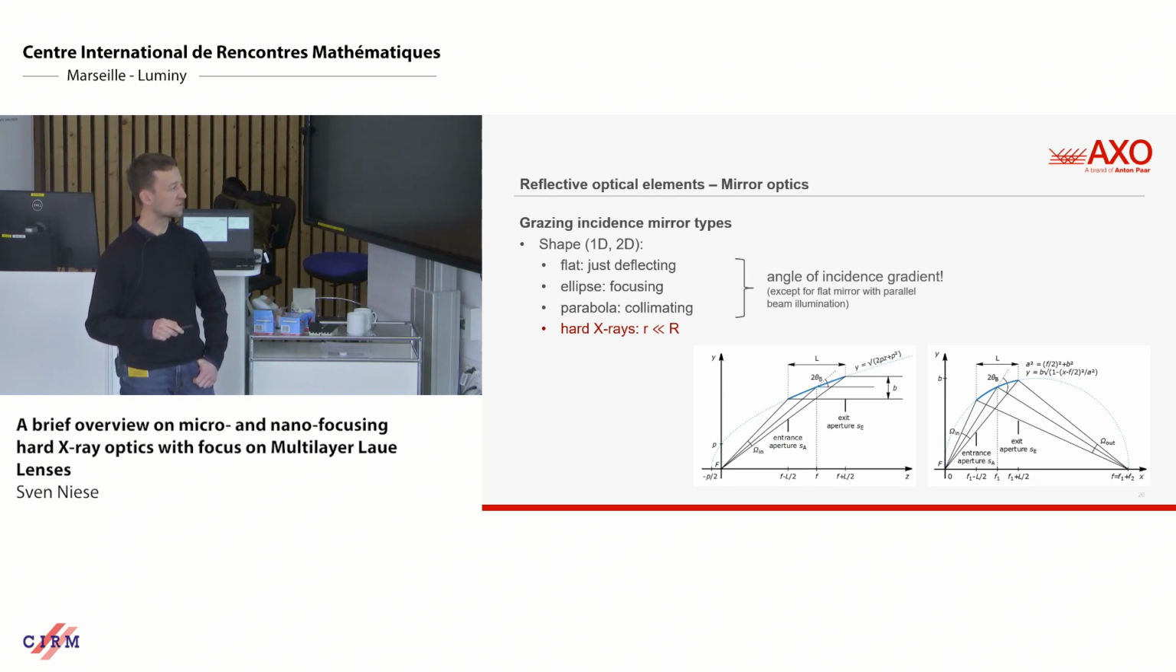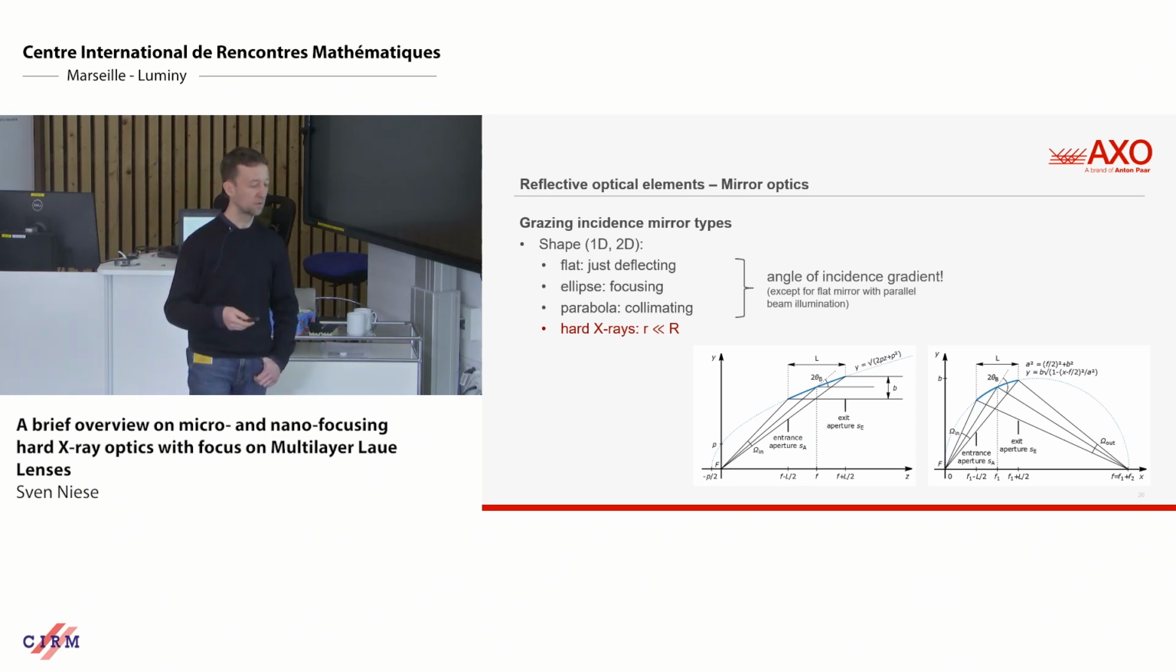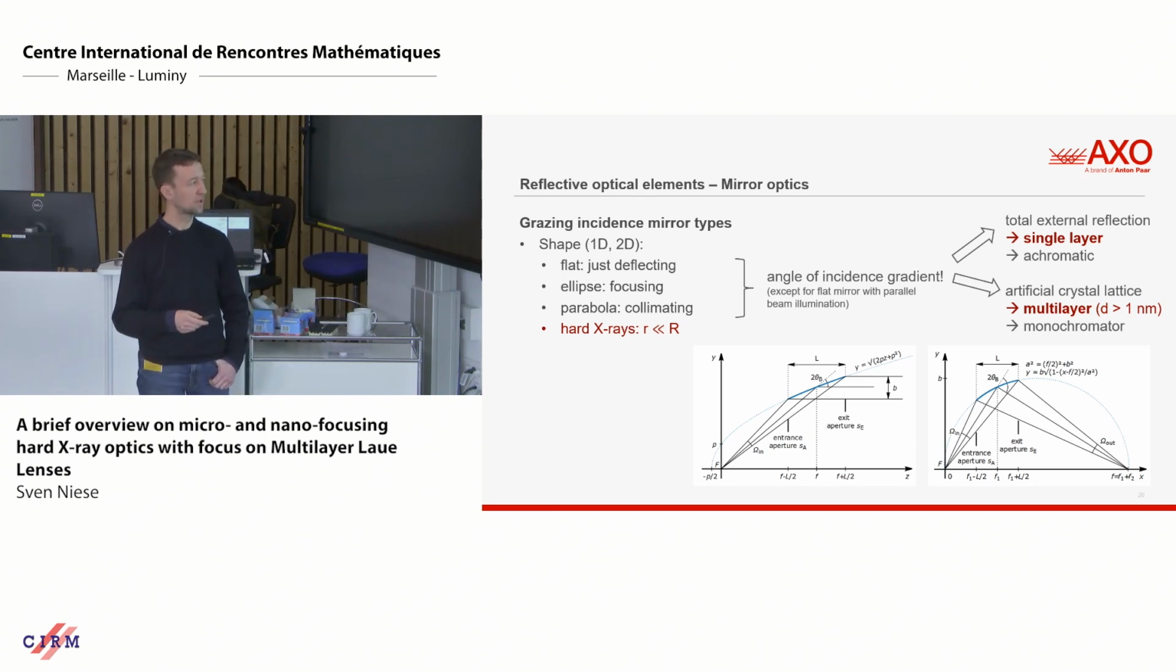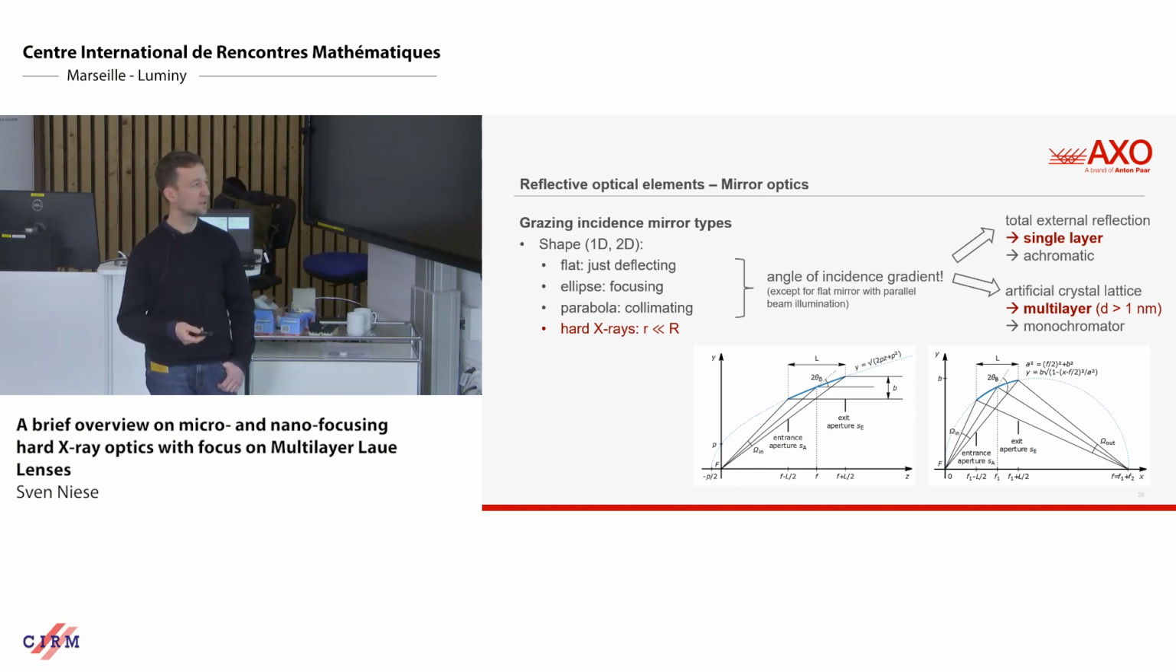If you look at those designs, the angle of incidence changes at every point along the length of the optics. I mean, those optics can be 40, 150, even 400 millimeter long. And to accommodate for this, you either can stay in the total external reflection regime, put a single layer on this to extend this edge a bit. You will get an achromatic behavior here up to the cutoff photon energy, or you can put an artificial crystal lattice on it, like a multilayer.